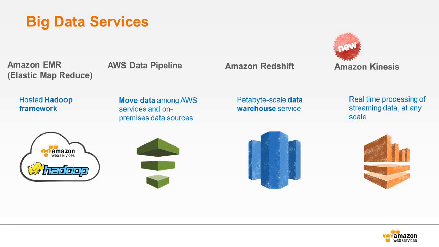A new service launched in 2013 is Kinesis. It's a fully managed service for real-time processing of streaming data at a massive scale. You can collect and process hundreds of terabytes of data per hour from hundreds of thousands of sources. Think about social media and bringing that data in to be able to distribute that into an EC2 environment, into Redshift to process that information.